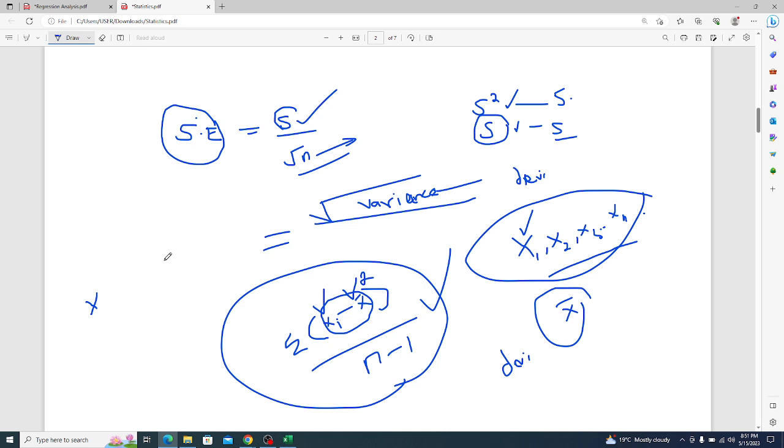So what I can maybe conclude on the standard error definition is that the smaller the standard error value, the better the distribution. Why? Because if we have a small value of the standard error, then it means our values are close to the mean.